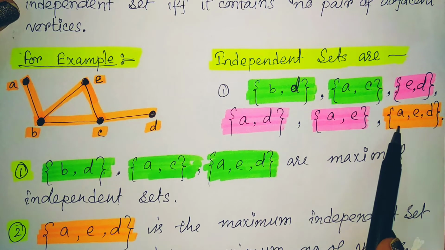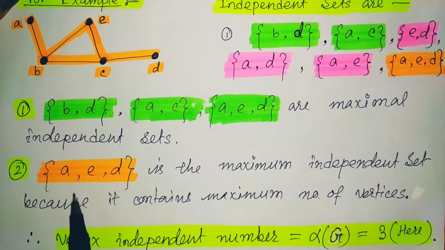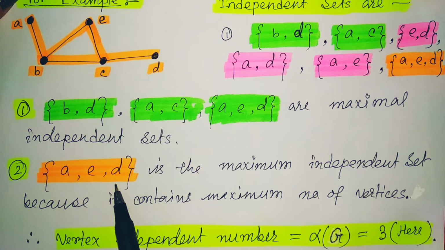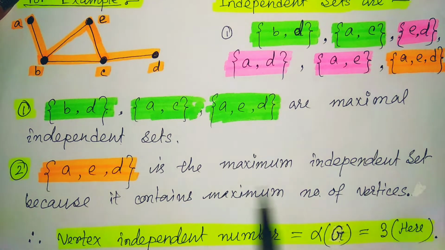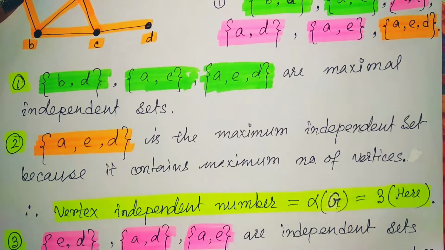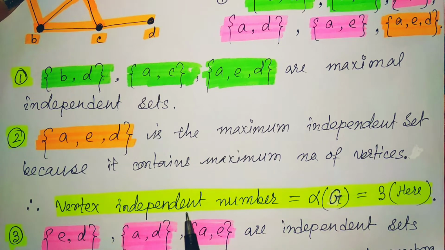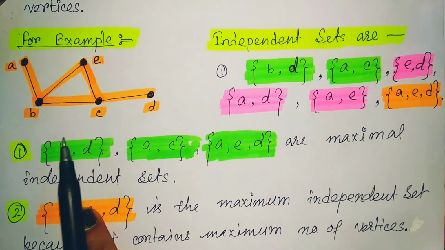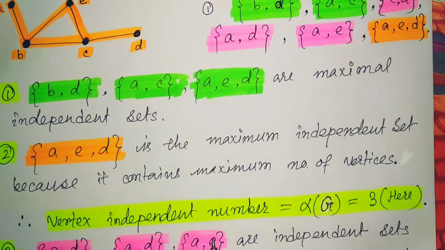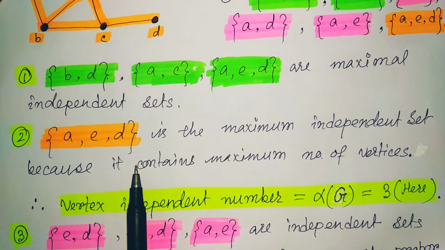Now the set AED is a maximum independent set because it contains the highest number of vertices. That's why this is called the maximum independent set. According to the maximum independent set, we will find out the vertex independent number which is denoted by alpha G. For this particular graph the vertex independent number is 3 because in the maximum independent set the number of vertices is 3.